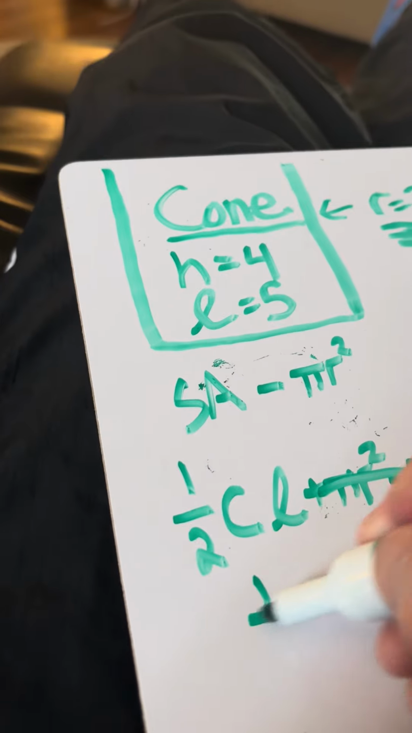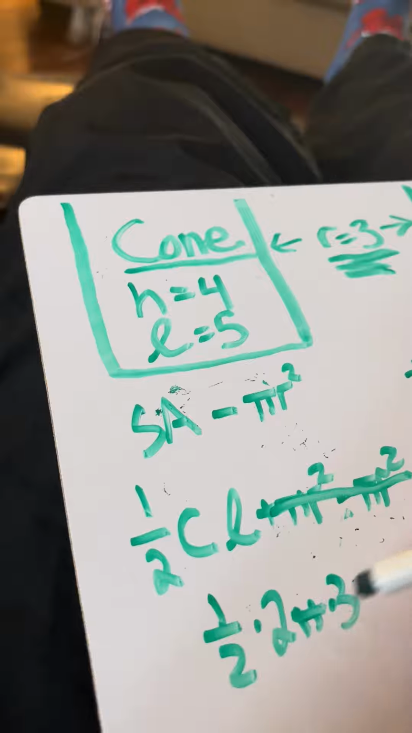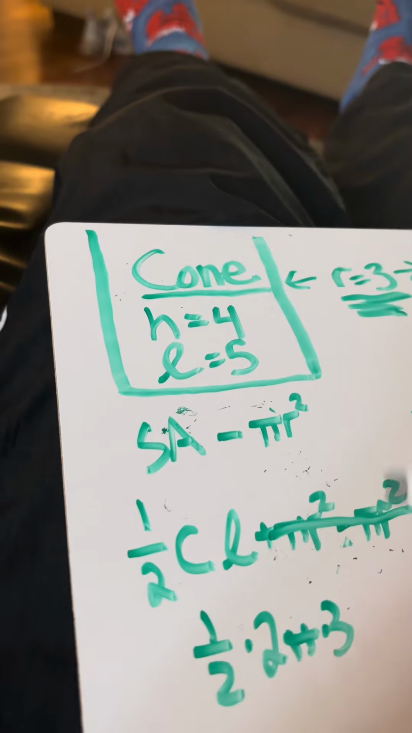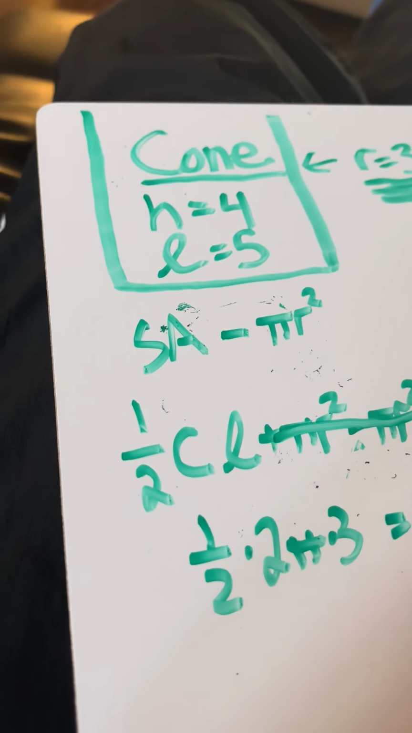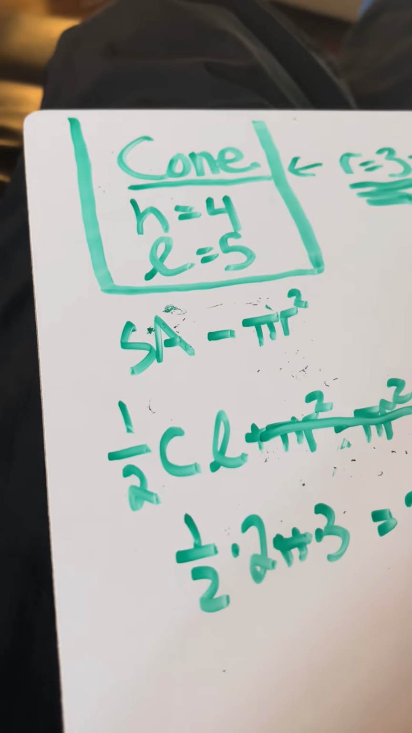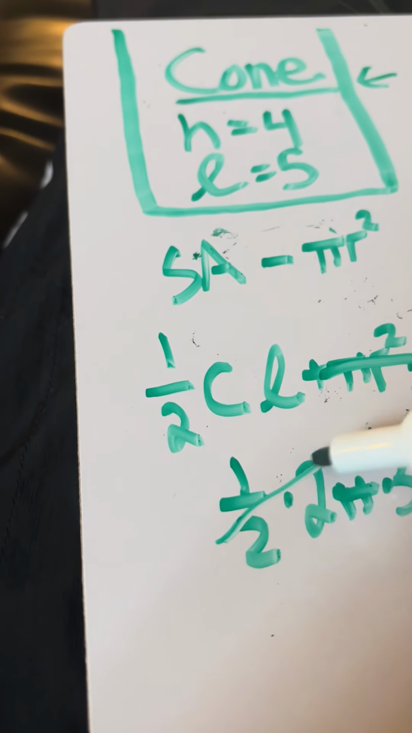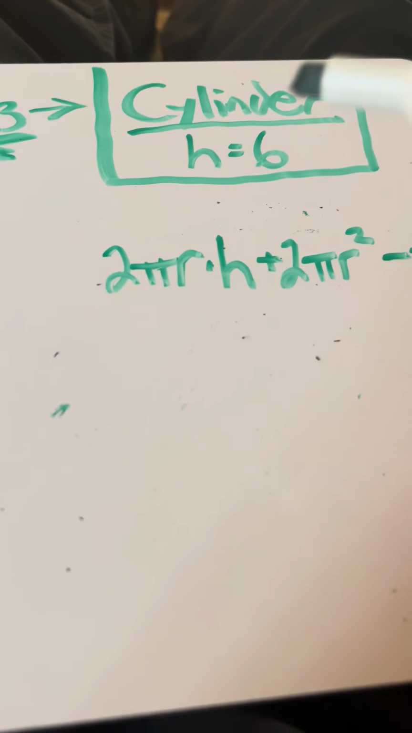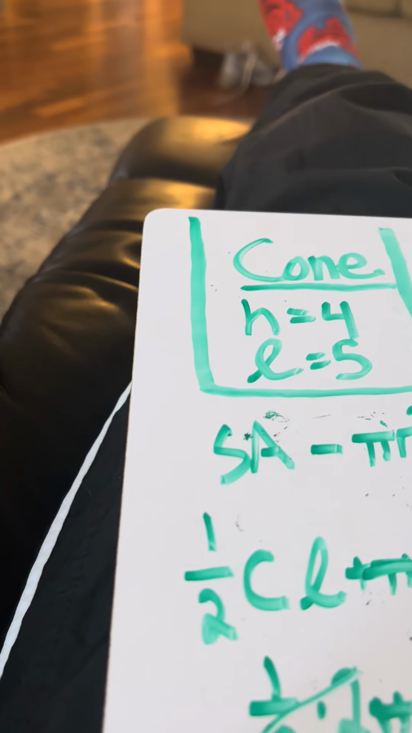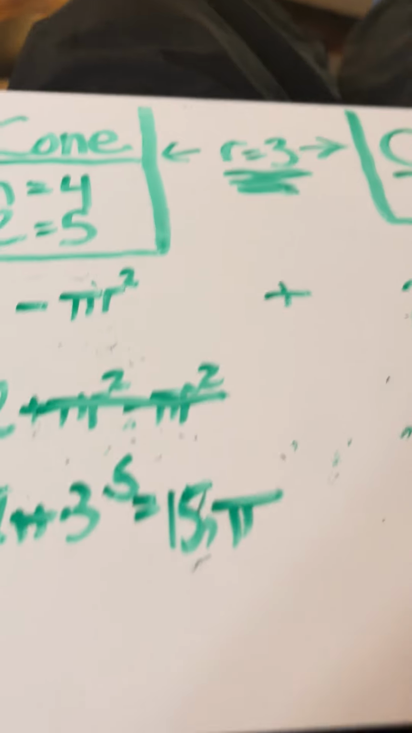So this is going to be 1/2 times 2 pi times the radius of 3, which is just going to be 3 pi, because the 1/2 times 2 is just going to go away. Over here, excuse me, I forgot my slant height. So that's going to be times 5, 15 pi. There we go. 15 pi it is.